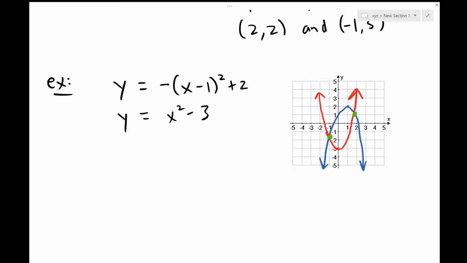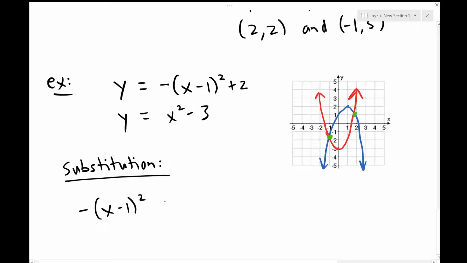Looking at the equations that I have here, I would argue that substitution would be a better way to go. Doing elimination would be rather difficult the way the equations are written. Hopefully it's pretty clear to see why that would be the case, but if not, you can always try doing elimination on your own. At any rate, what we'll have here is negative x minus 1 squared plus 2 is equal to x squared minus 3. And this just comes from taking the y quantity that we have in the first equation and plugging that in for y in the second equation.